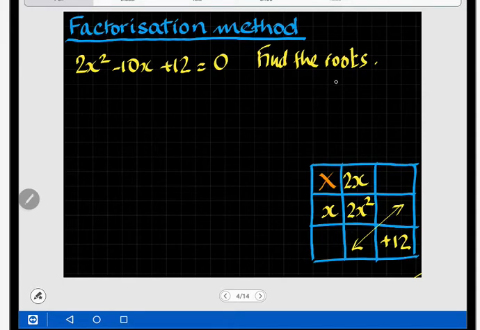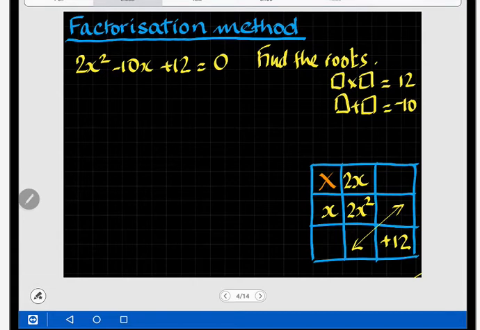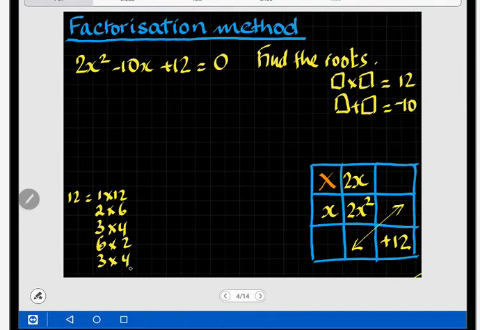Let's find out. So we start with this trick here. A number multiplied by another number gives me 12. And that number, when I add them together, it will give me minus 10. All right. So stop this video for a minute and think what these numbers could be. Okay. So let's find the factors of 12. That's how we have to do it. So 12 has to be 1 times 12, 2 times 6, 3 times 4, and then 6 times 2, and then 3 times 4, 2 times 6, etc., etc., right?